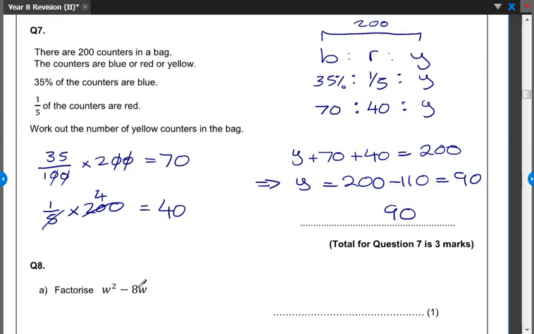Factorize w squared minus 8w. Okay, first thing, what do we have in common? Well, we have w's. This is w squared, but this just has a single w. So it's going to be w. Second, any numbers in common? No. So only letters in common are w and no numbers. So what do we multiply w by to get w squared? Well, w. What do we multiply w by to get negative 8w? Well, it's negative 8, right? And that's it.